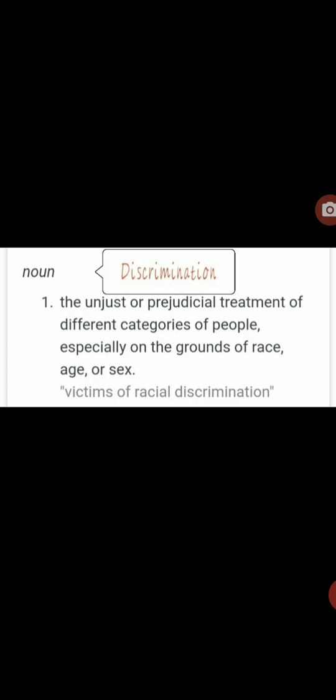Race means that someone is black or someone is white, and we give more opportunity to the white and less to the black. Or we say that black people are poor, or that they are dirty. In the same way, on the basis of sex, we say that girls are weaker than boys.